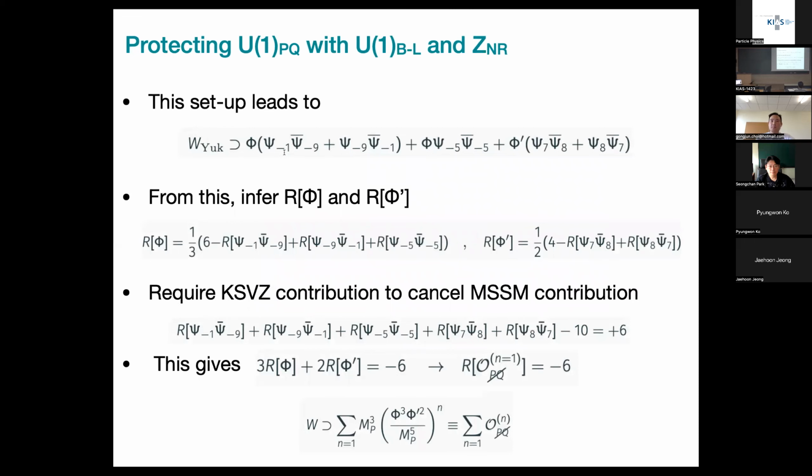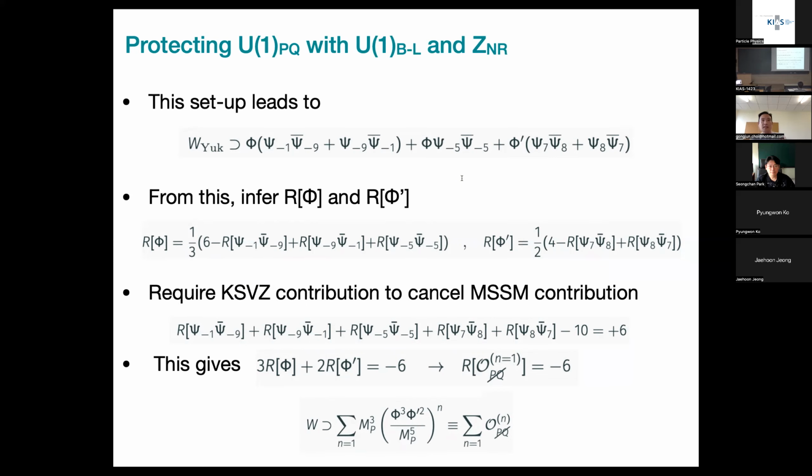So basically the underlying idea is, okay, again, you just gauge U1 B minus L symmetry and the discrete symmetry, okay? And based on the charge assignment of U1 B minus L, you can just try to write down the Yukawa sector for the two scalars 5' and 5' and the KSVC variants. So this superpotential respects U1 B minus L, okay.